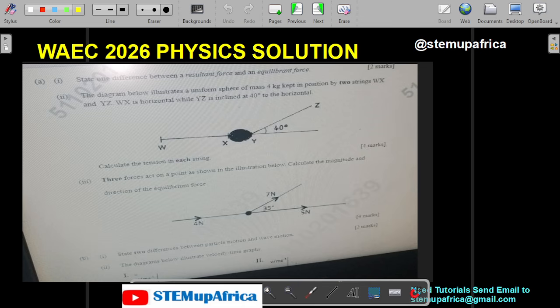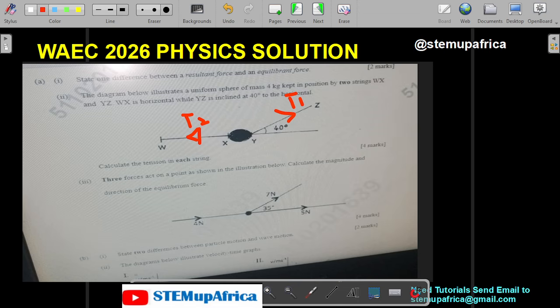It said, the diagram below illustrates a uniform sphere of mass 4 kg in a position by two strings WX and YZ. WX is horizontal while YZ is inclined at 40 degrees to the horizontal. Calculate the tension in each string. So there will be tension here, we can call this one T1. There will be tension here, we can call it T2. So how do we find the tension on both?